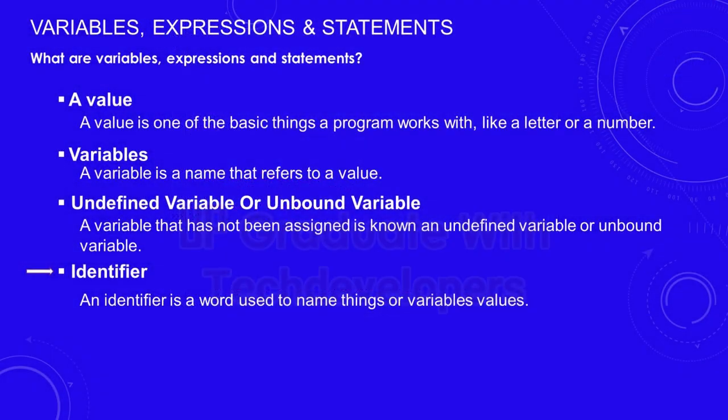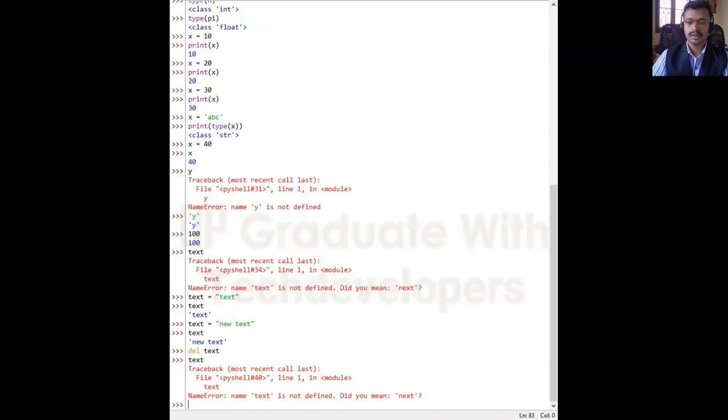Next, let's talk about the identifier. Python has strict rules for variable names. We have seen what variables are. A variable name is one example of an identifier. An identifier is a word used to name things or variable values. So a variable name is usually known as an identifier. But in Python, identifiers are bound by strict rules.